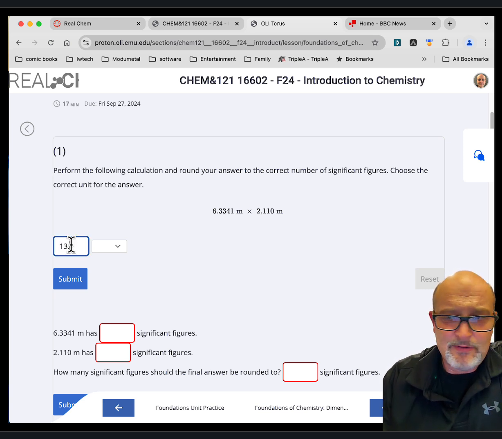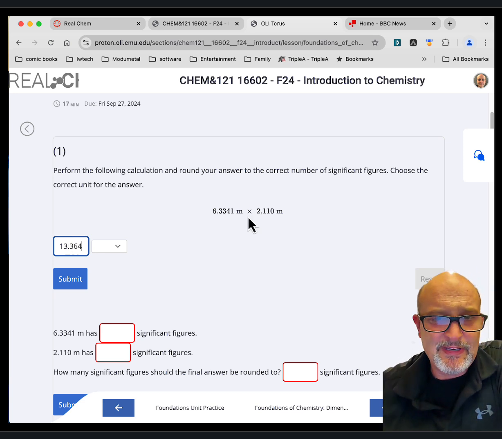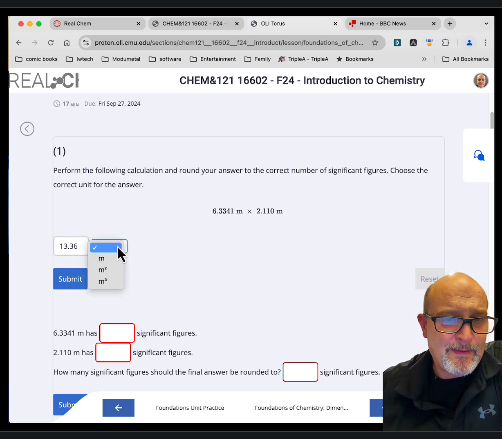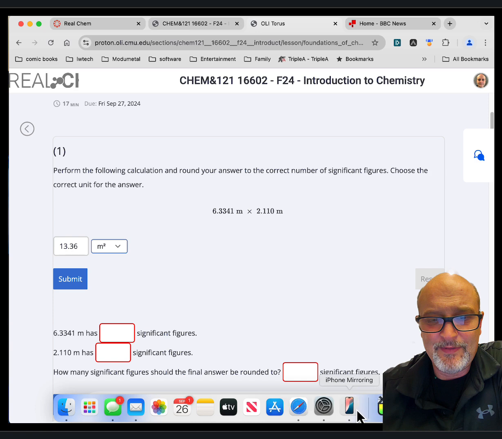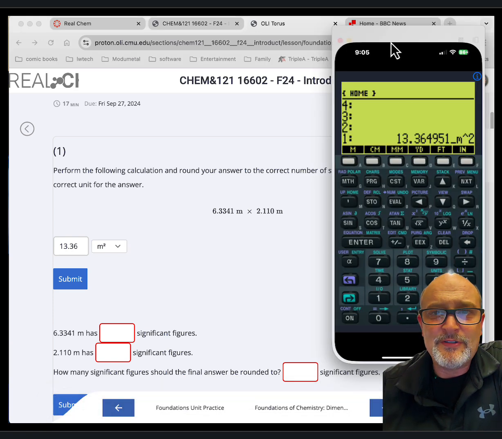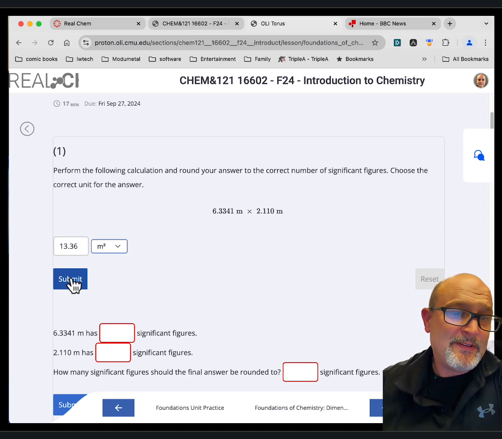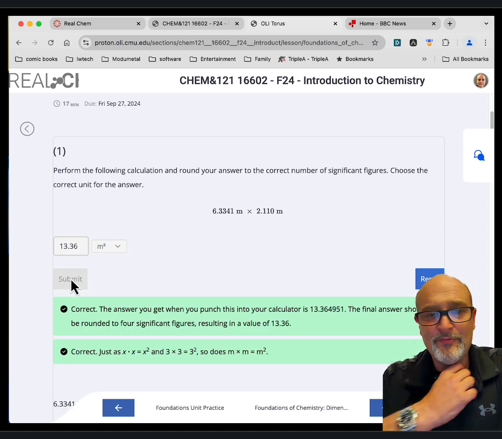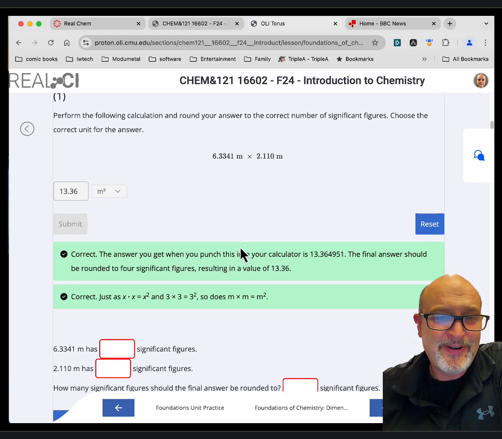So I'm going to go ahead and write that. That's all I need, because I only need 4 places, so I only need 13.36 meters squared. Let's scooch it off to the side here, and we go submit. We'll see if we got it right or wrong. And what do you know? We got it right. So it's rounded to the term with the fewest number of significant figures.